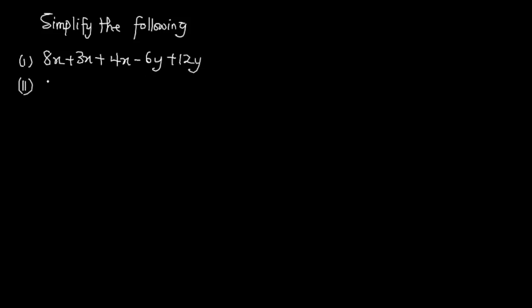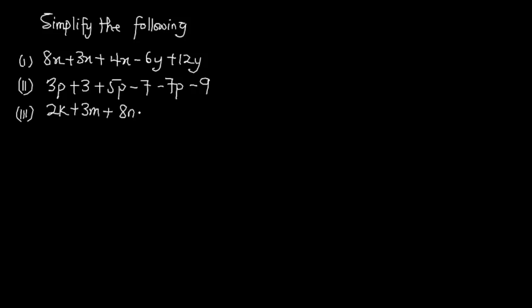Our second expression is 3p plus 3 plus 5p minus 7 minus 7p minus 9. And then our last expression is 2k plus 3m plus 8n minus 3k minus 6m minus 5n plus 2k minus m plus n.